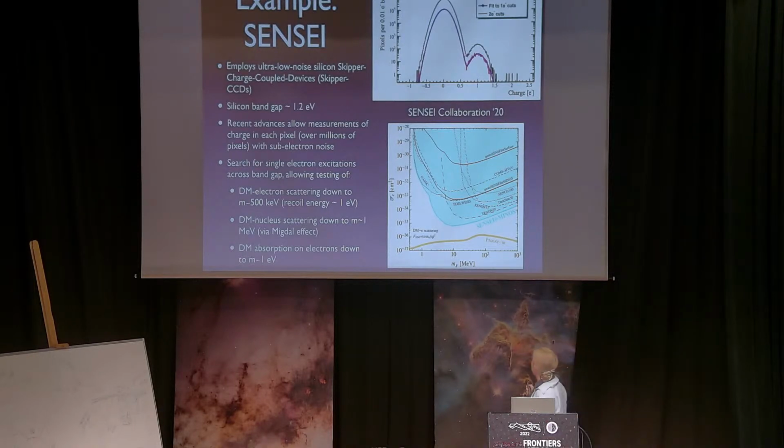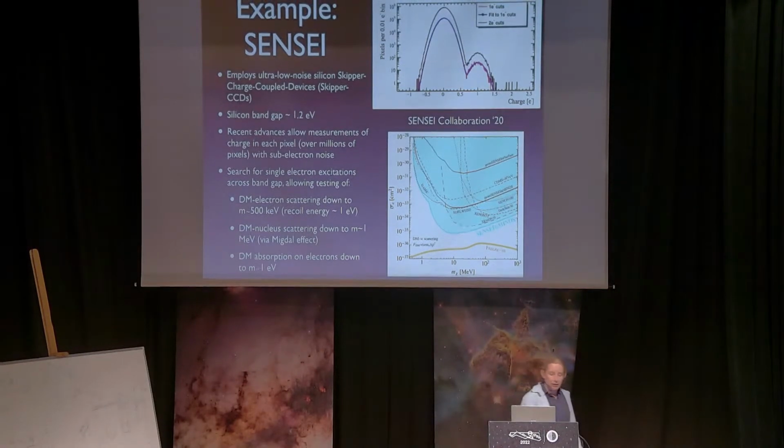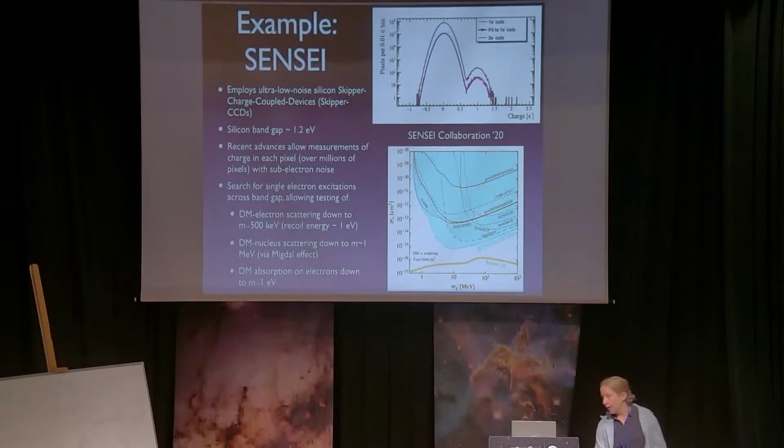By setting an upper limit on the number of single electron excitations, Sensei set this bound. So this is the cross-section for dark matter electron scattering as a function of mass. And you can see that their bounds die off around 1 MeV, as you might expect. But the top of this axis is the GeV scale. And this solid line here is the freeze-in benchmark that we were talking about at the beginning. So this is freeze-in through an ultralight mediator. So we're not quite there yet, but pretty close.